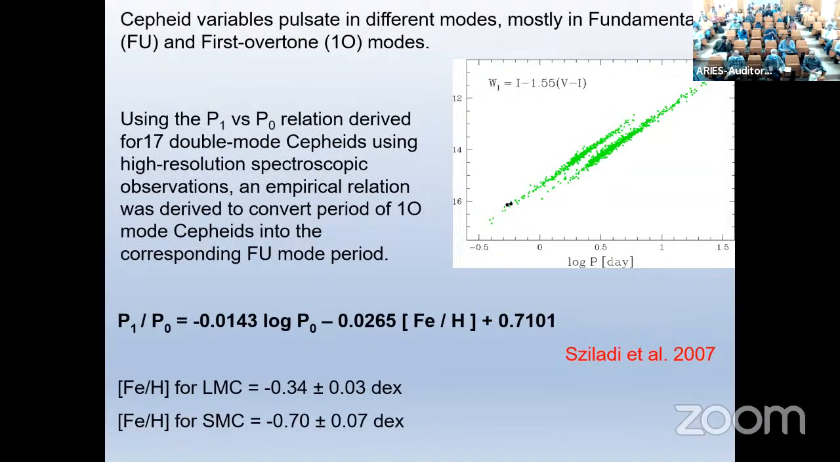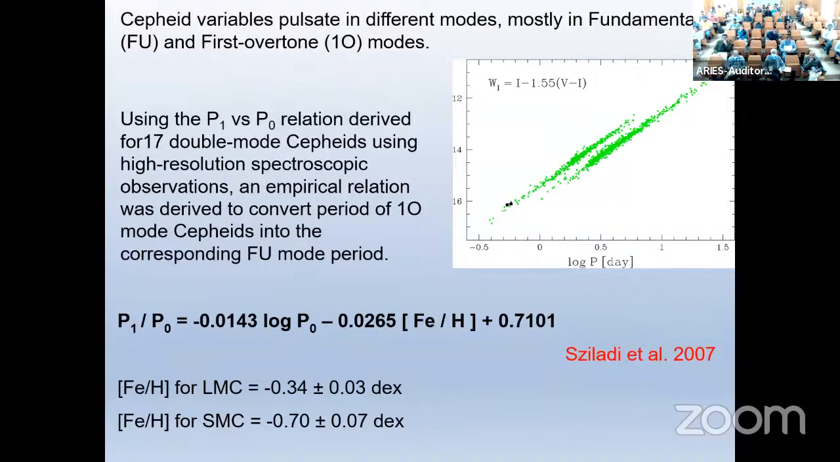So now we have both fundamental mode Cepheids and first overtone Cepheids. Cicerelli et al. gave a correlation between the period of the first overtone and the period of the fundamental mode, and we utilized this relation to combine these fundamental and first overtone Cepheids, because as you see, when you have the PL relation for these two kinds of Cepheids, you have a different structure here. This is almost a half magnitude difference. The top one is the first overtone and the bottom one is the fundamental mode PL relation.